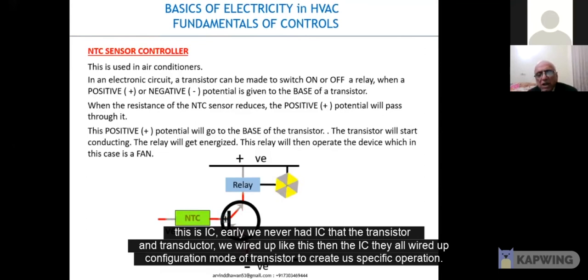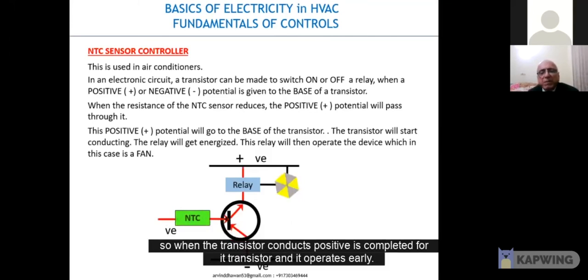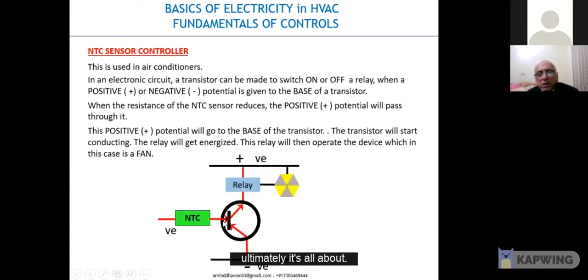Now earlier we never had ICs. We had the transistor and this transistor conductor. We'll wire it up like this. But in an IC, they're all wired up in a particular configuration, right? A number of transistors to create a specific operation. So when the transistor conducts, the positive goes up to here, the circuit is completed from this to the transistor, and it operates the relay.